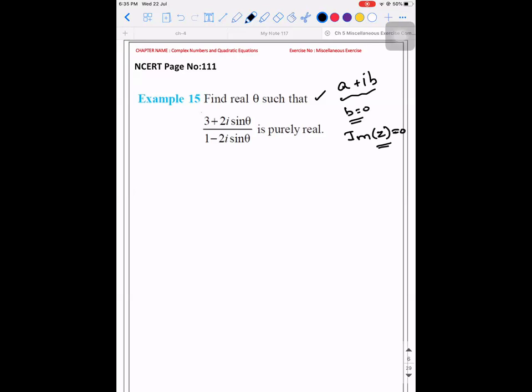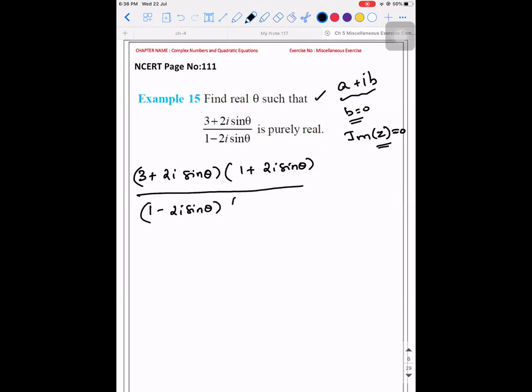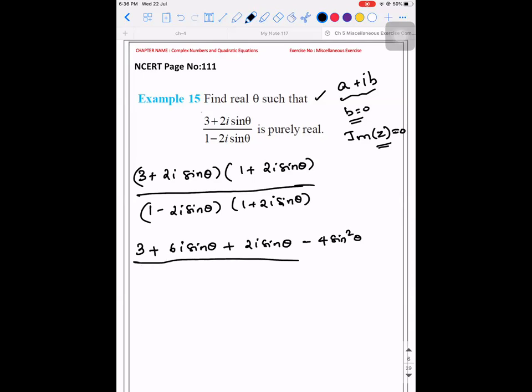Accepted? So can you guys solve this, rationalize it, and tell me in the form of a plus ib? Can you tell me the standard form? So (3 plus 2i sine theta) into (1 plus 2i sine theta), the whole divided by (1 minus 2i sine theta) into (1 plus 2i sine theta). Am I right? Now let's multiply. So 3 into 1 is 3 plus 6i sine theta plus 2i sine theta minus 4 sine square theta, the whole divided by... How, sir, minus came, sir? Because i square will come. Okay, okay, sir. i square is minus 1, divided by 1 plus 4 sine square theta.